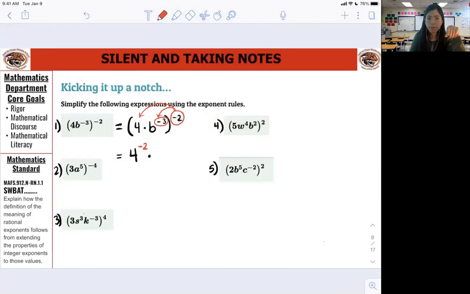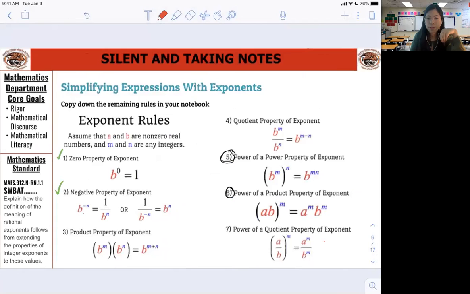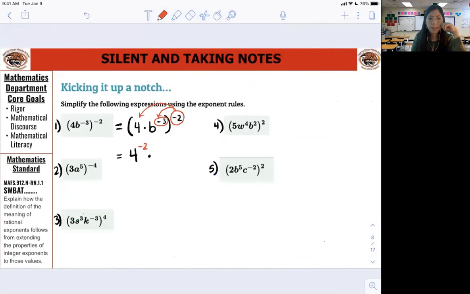Because let's go back to those rules. Rule number 5, power of a power. If you've got a power on the inside of the parentheses and then a power on the outside of the parentheses, we multiply. Okay, so we are multiplying. What is negative 2 times negative 3?